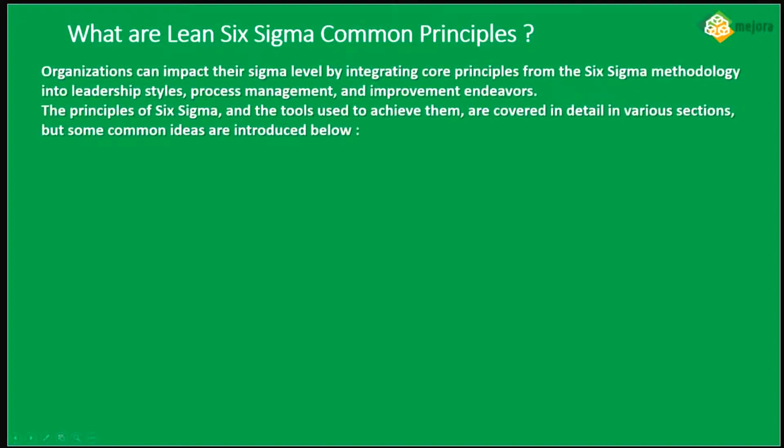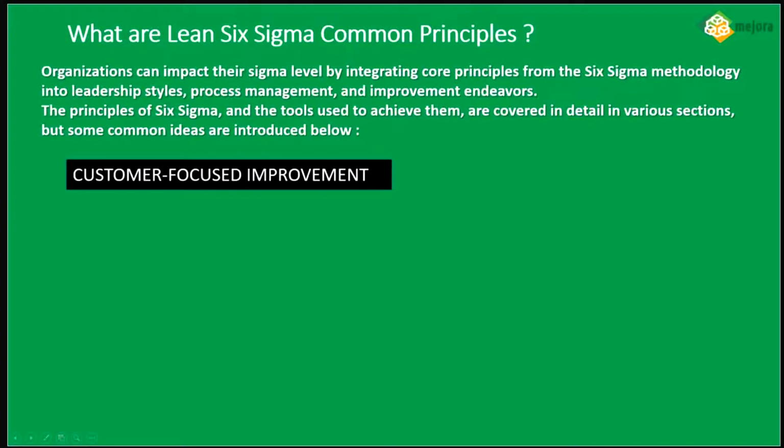So organizations can impact their sigma levels. Sigma levels is nothing but the variations, as we discussed earlier, by integrating core principles from the Six Sigma methodologies, especially into leadership styles, process management, and improvement endeavors. The principles of Six Sigma and the tools used to achieve them are covered in detail in various sections, but some common ideas are introduced below. So let's go through them one by one.